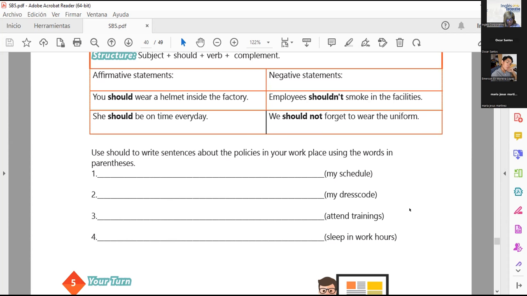Schedule is cronograma, right? Yeah, something like that. The schedule is which reflects the hours, the time working. We should to make a schedule. No, Emerson, after should there is no to. After should you immediately use the verb without any to: should eat, should forget. Then it could be we should make.